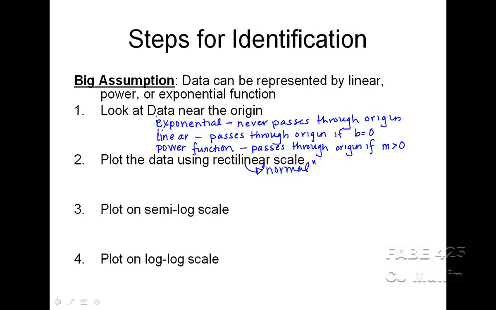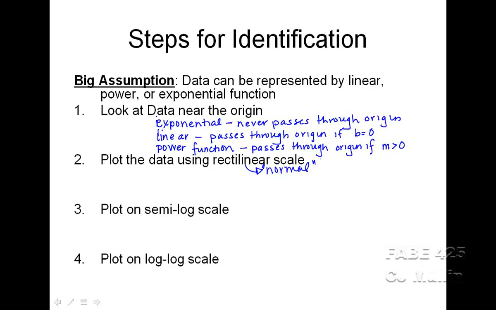Now, the next step here: if you don't get a straight line, then you can go on and check if you plot it on a semilog scale, do you get a straight line? And if you get a straight line on the semilog, then you know that it's an exponential function. And likewise, if you don't get a straight line at that point, you can move on to the log scale, and if you get a straight line at that point, you would have affirmed that it's a power function.